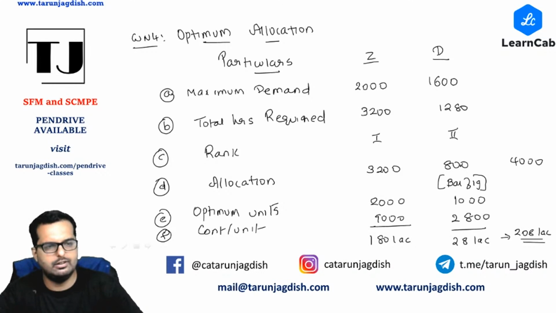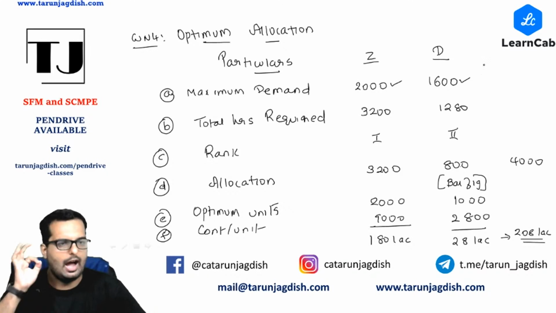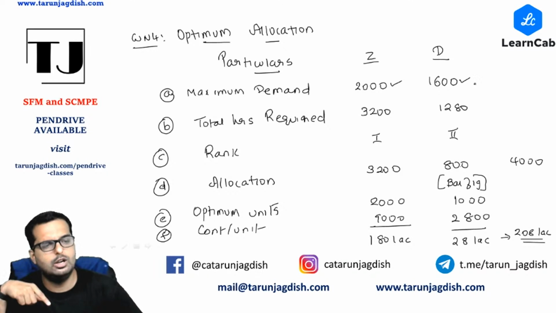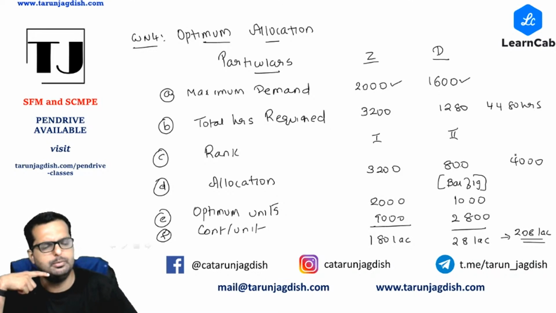Murli, I'll repeat this part once again. Listen very carefully. This is the maximum demand, 2000, 1600. Ideally, I should satisfy this full demand. Here, I can't satisfy the full demand because hours are limited. To satisfy this full demand, I will require at least 4480 hours. But how many hours do I have with me?